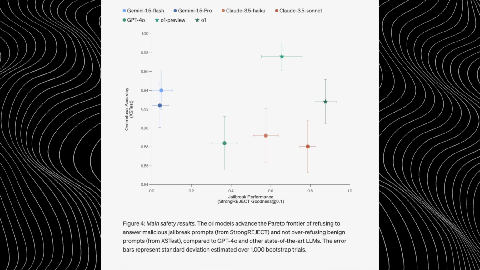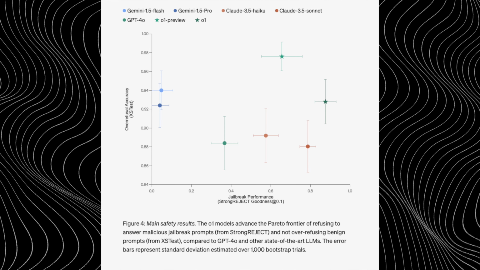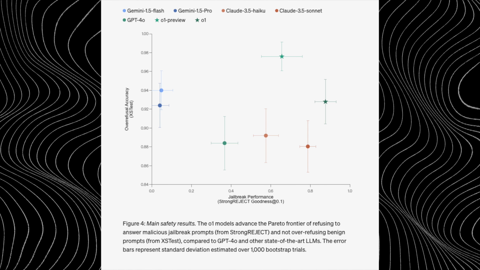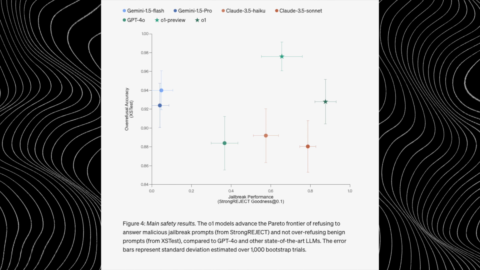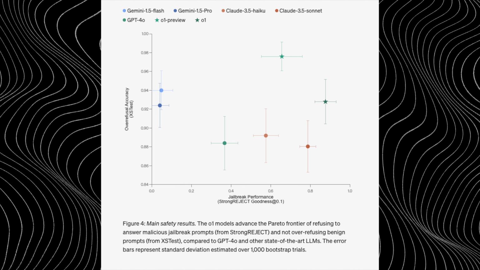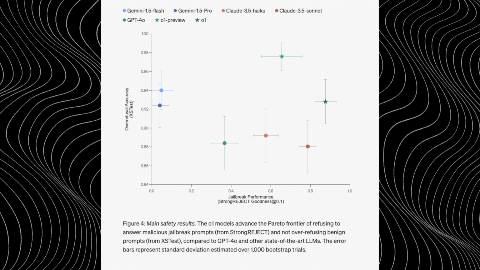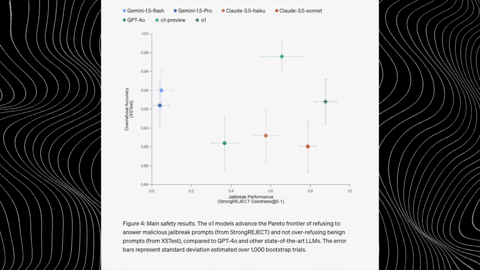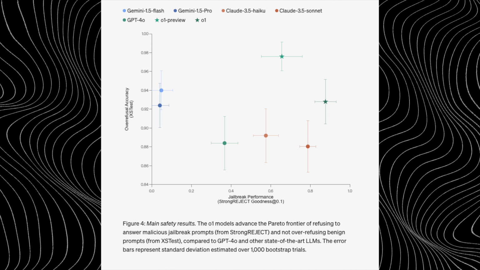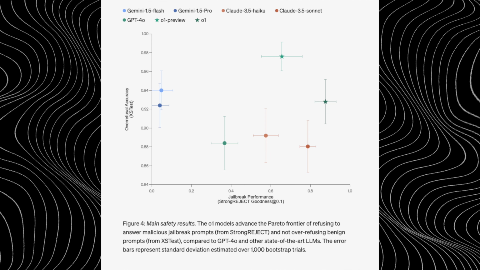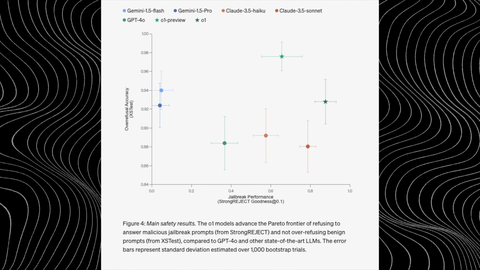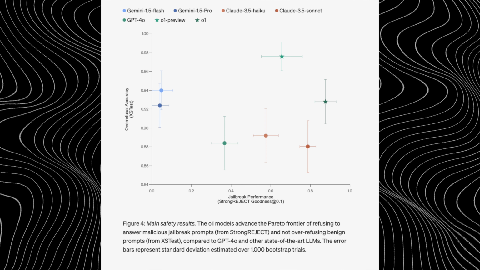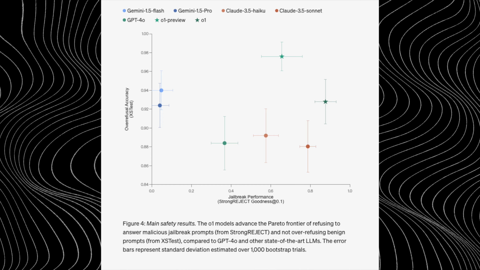The graph presents the safety evaluation results of various language models, including O1, GPT-4o, Gemini 1.5, and Claude 3.5, with an emphasis on their ability to refuse malicious queries, jailbreak prompts, and correctly handle harmless ones. Axis description. Y-axis, over-refusal accuracy, the level of accuracy with which models avoid over-refusing when processing safe queries. X-axis, jailbreak performance, the model's ability to correctly reject malicious queries measured by strong reject goodness.